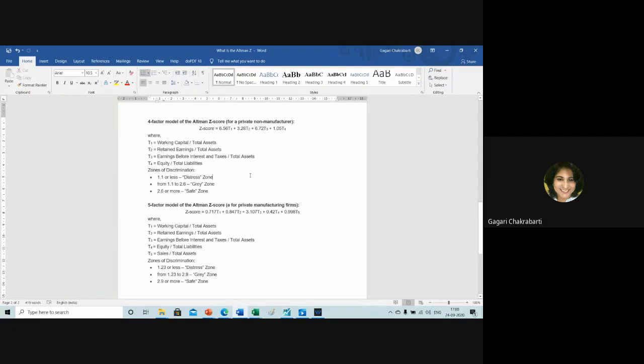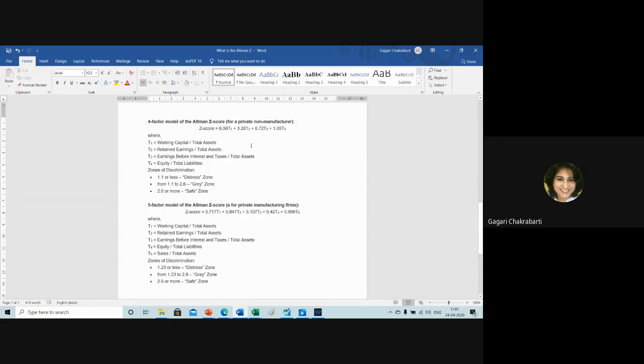The computation of the Z-score is based on MDA, multiple discriminant analysis. That is a different exercise. From that, these coefficients are estimated. What happens in that model? We take two groups and try to find out the factors that discriminate one group from the other. Using that model, Altman provided us with the coefficients of these values.